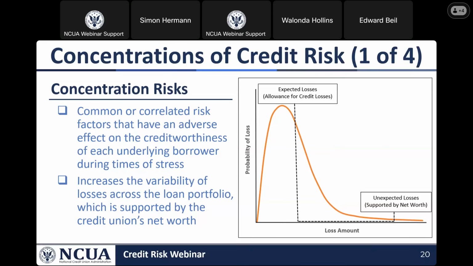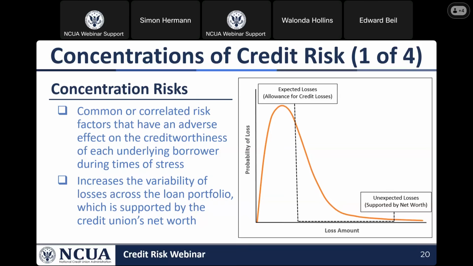Concentrations within the loan portfolio can increase the variability of losses. For example, the graph on this slide shows the potential distribution of losses within a hypothetical loan portfolio. The expected losses within the loan portfolio will be supported by the allowance for credit losses. The unexpected losses, however, which are the losses that occur over and above the expected loss amount, will primarily be supported by net worth. Higher credit risk concentrations will result in higher potential loss variance within the loan portfolio, particularly in times of economic stress, resulting in the need for higher net worth.